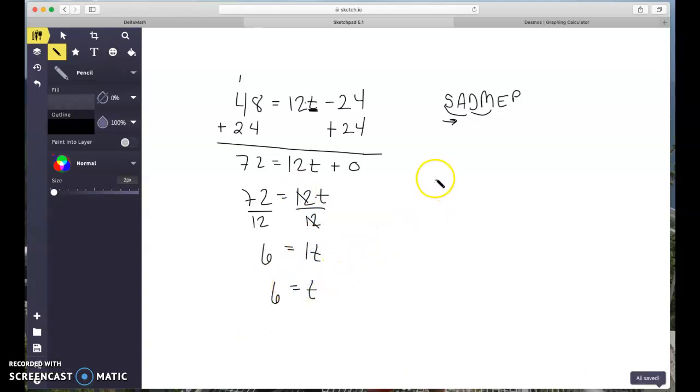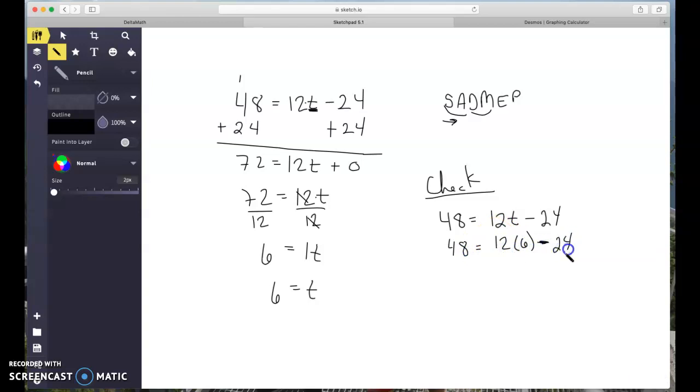Okay, if I want to check my work, I grab that original equation, 48 equals 12t minus 24, and I go ahead and plug my 6 in for t, and I see if my equation is balanced. Minus 24. Right, so now I would follow order of operations to simplify, PEMDAS, right? So I'm going to do 12 times 6, which is 72, and then I'm going to subtract 24 from 72, and I get 48 is equal to 48.